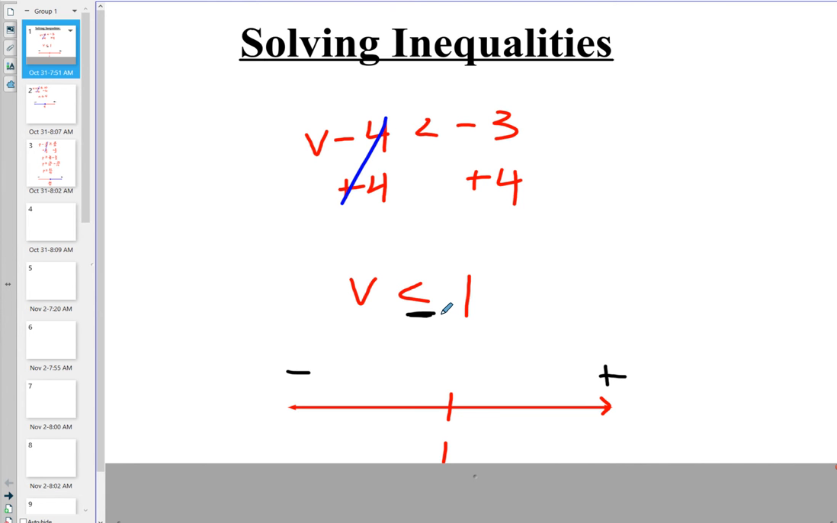If you see an or equal to sign, you shade it in. Shading means solution. Whatever you darken in, that means that's the answer. So if v is allowed to be equal to the number that's there, you would shade in on that number. But this didn't have an or equal to sign, so we're going to leave it empty. You're going to put an empty point, an open point. That's just a symbol for, hey, I'm not included as part of the solution.